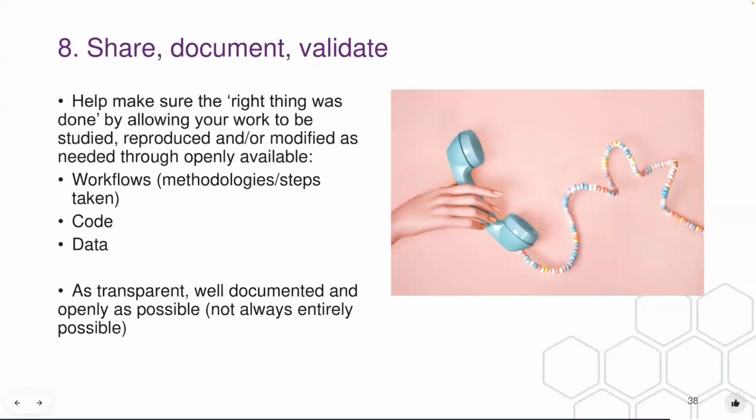And what we mean when we talk about validating your research is making sure that the right thing was done by allowing your work to be studied, reproduced, and/or modified as needed. And to do that, you want to allow as many people as possible to be able to access your methodology and any code or data. You're going to want your research to be as transparent, well documented, and open as possible. And of course, there's going to be caveats to this.